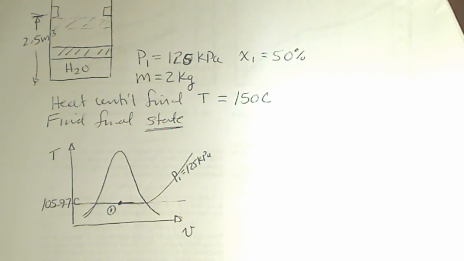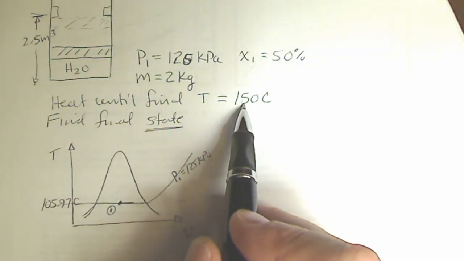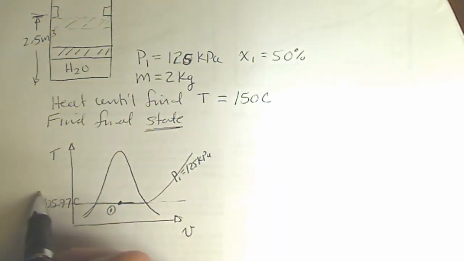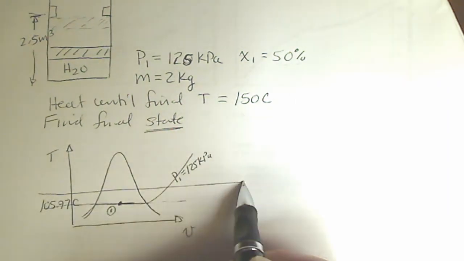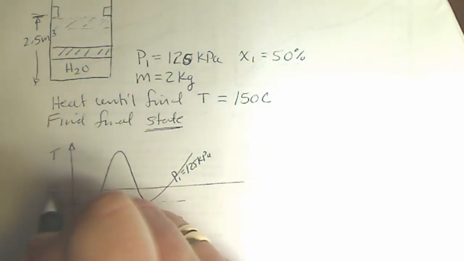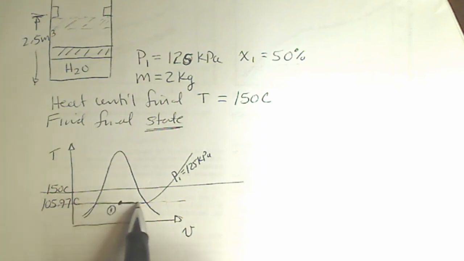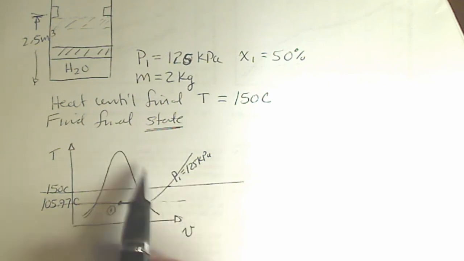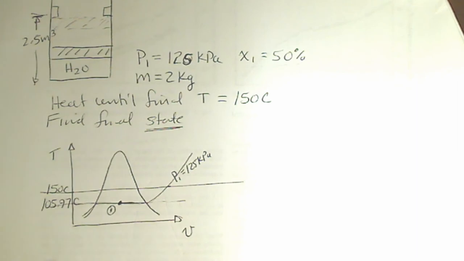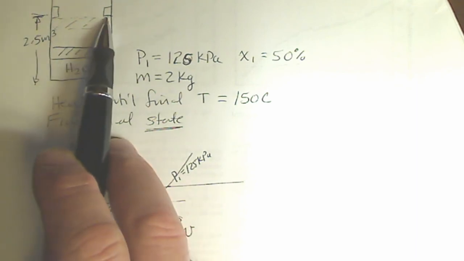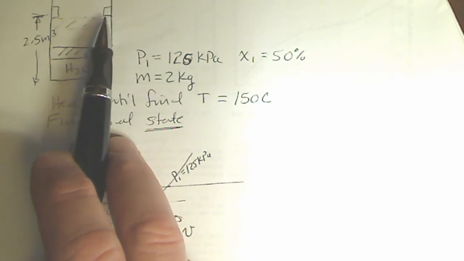The question states that the final temperature is 150 degrees C. So we can draw a line here and write 150 degrees C because we're on the temperature scale here. And so I guess the knee-jerk answer might be, well, it just rides along this constant pressure curve, and there's the final state, P equals 125 and T equals 150. Well, that would certainly be the case if there were no mechanical stops in this cylinder.